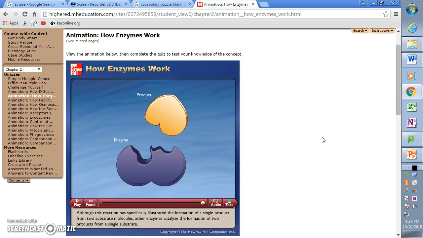Don't get me wrong, enzymes are not making the chemical reaction. They're allowing it to happen at a faster rate, okay?